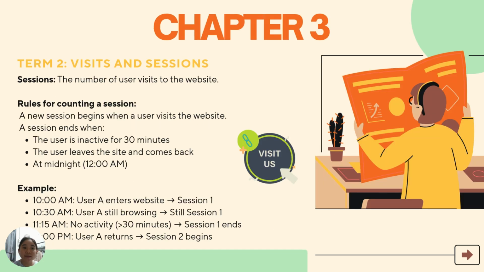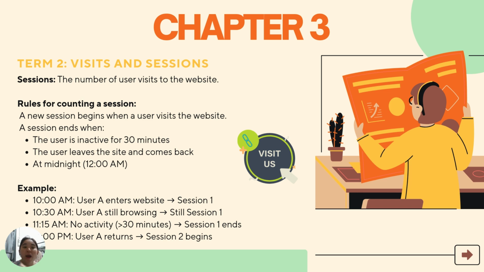Term two is visits and sessions. Sessions is the number of user visits to the website, and the rules for counting a session are: a new session begins when the user visits the website, and the session will end when the user is inactive for 30 minutes, or the user leaves the site and comes back, or at midnight, which is 12 a.m.